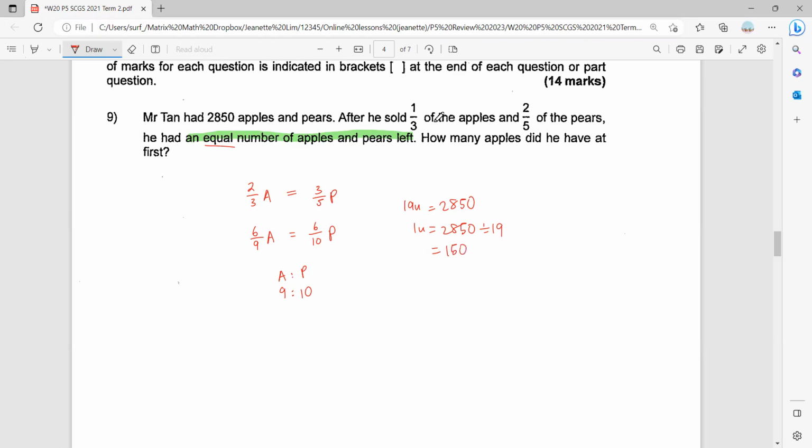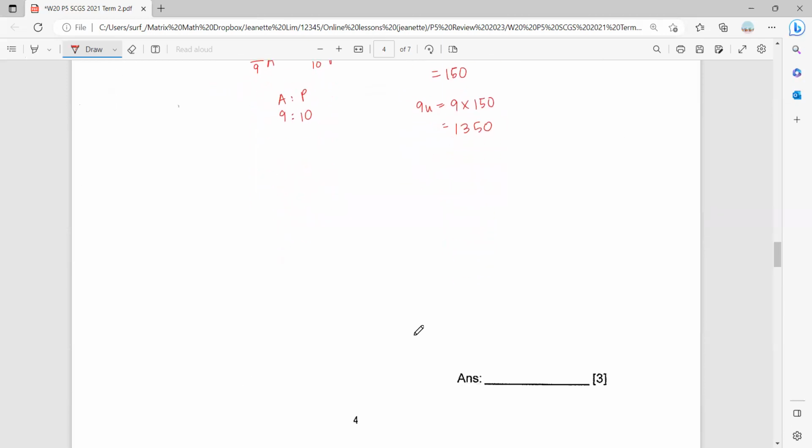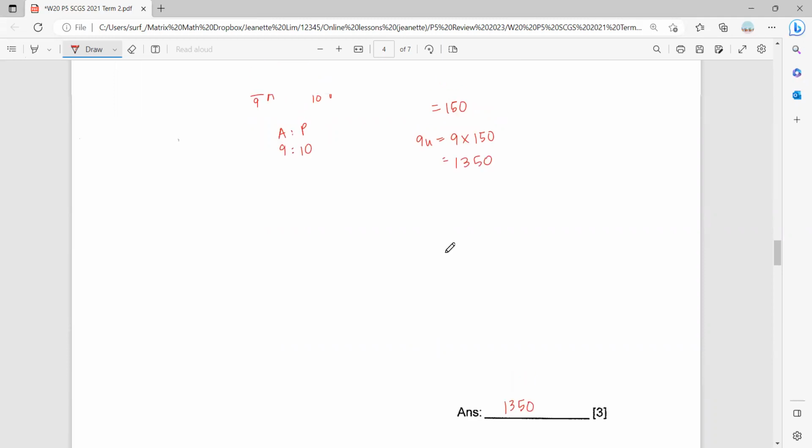What are we looking for? Looking for apples at first. Look at this ratio. Apples at first, 9 units. This will give us 1350. You can use your calculator for this section. Okay, so answer 1350 apples at first.